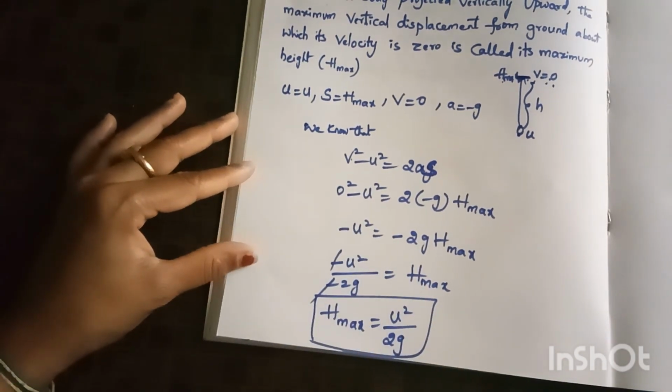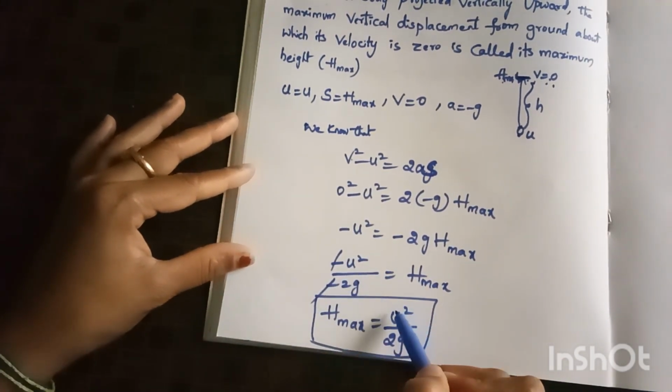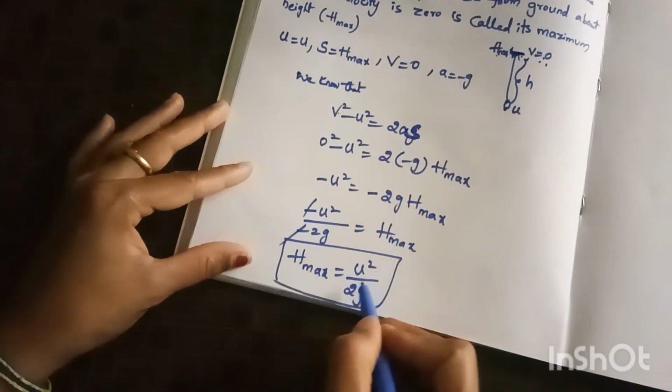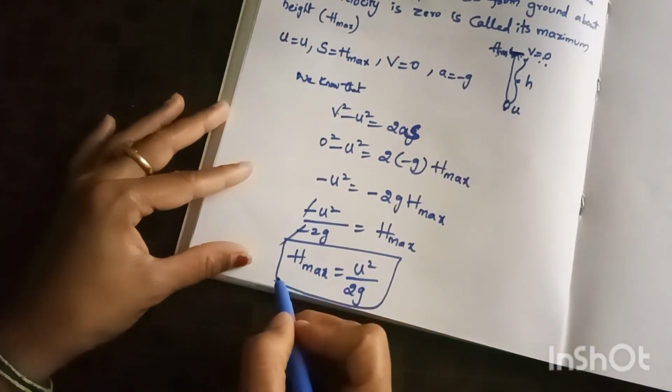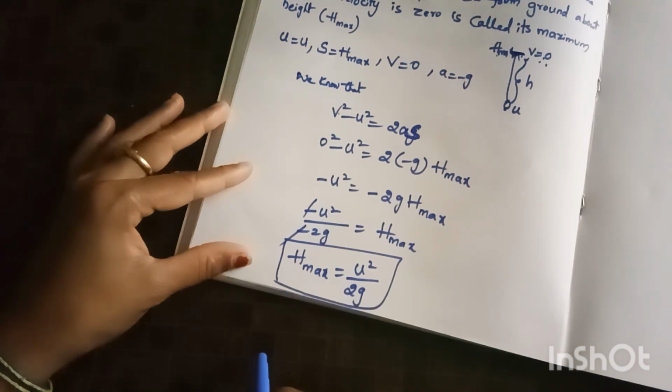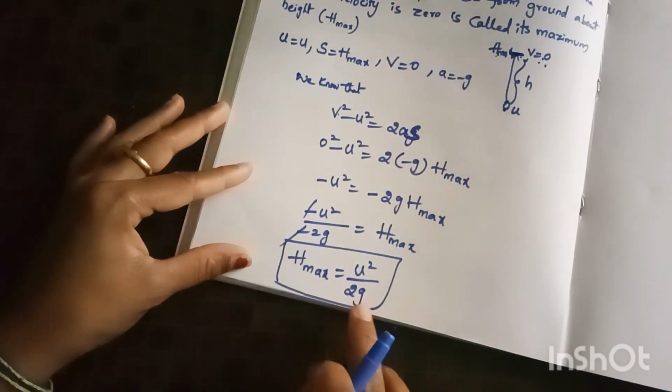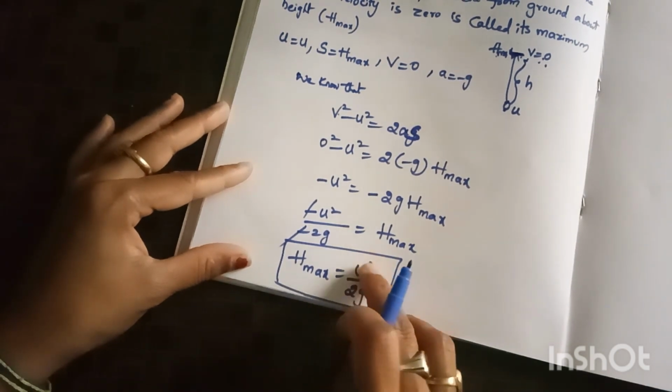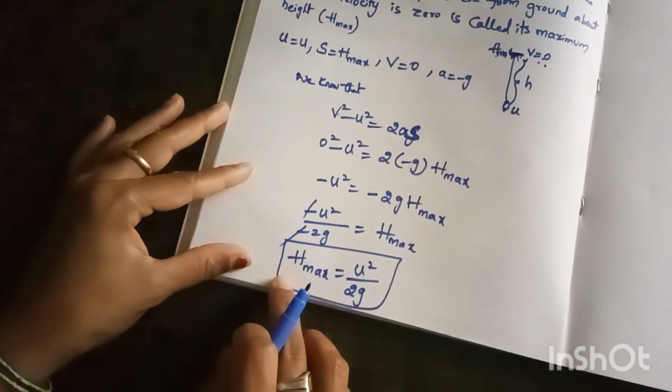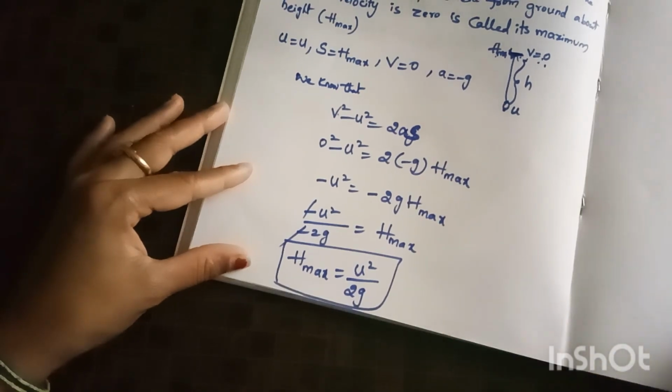Suppose they give some terms, that is, the initial velocity. If they have given the initial velocity and ask to find the maximum height for a vertically projected upward body, you can substitute in this formula. Taking g as 9.8 and u as the given value, you can calculate the maximum height. Okay, next we are going to discuss one more parameter based on an object thrown vertically upward.